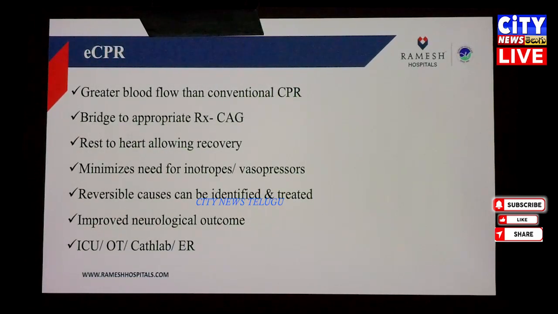There is a lesser need for inotropes and vasopressors, so less drug-induced toxicity. Any reversible cause, whether metabolic or organic, can be diagnosed and you can treat it. It is known to produce better neurological outcome, and the best part is ECMO CPR can be initiated everywhere, right from the emergency room to your operation theatre, ICU, cath lab, anywhere.